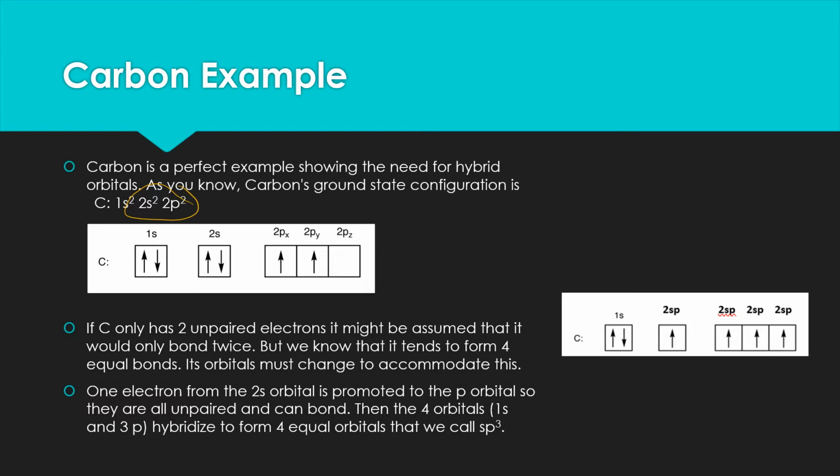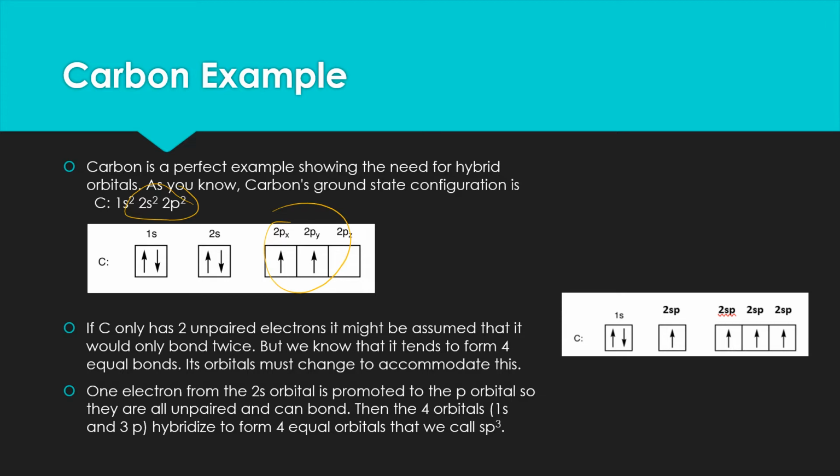Now, if carbon right now only has 2 unpaired electrons in those p orbitals, it might be assumed that it would only bond twice. But we've seen from all of the structures we've drawn and chemicals that are produced from carbon that it tends to bond 4 times, and that all of those bonds are equal to each other. So its orbitals must change in order to accommodate this. These s and p orbitals have to change around.